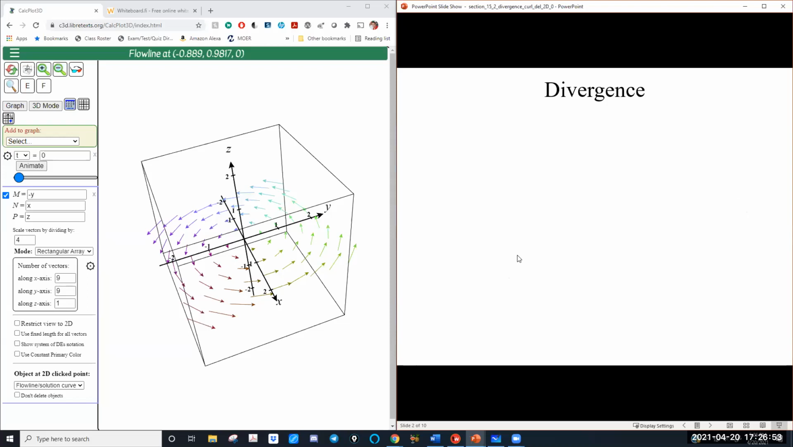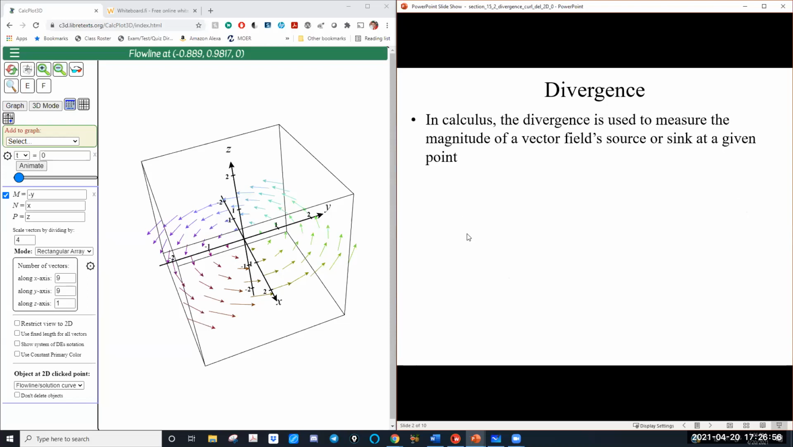Okay, so let's talk about divergence first. Divergence is used to measure at any point its tendency to be a source or a sink. Now, a source is pulling things in towards a point, and a sink is something that's going outward. So it basically represents the volume density of the outward flux of a vector field.